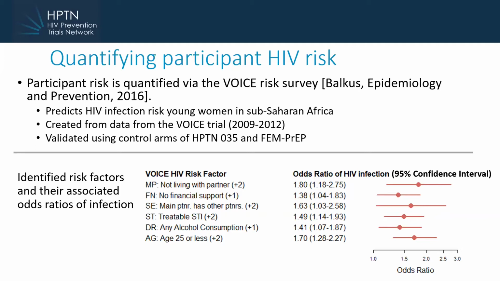They are not living with a main partner, not receiving financial support from a main partner who potentially has other partners, a treatable STI at enrollment, any alcohol consumption within the past 3 months, and being age 25 or less at enrollment.